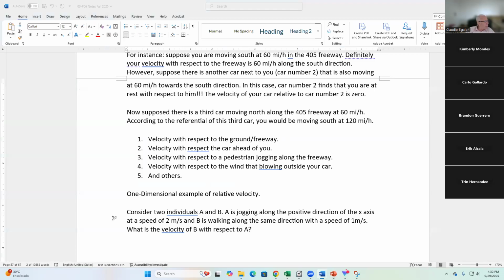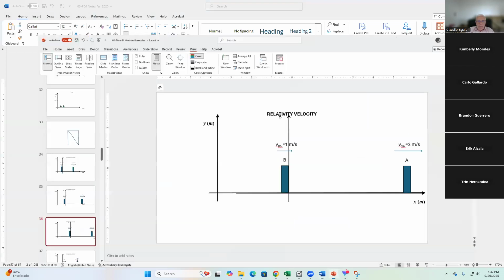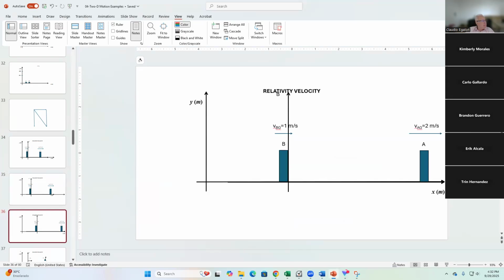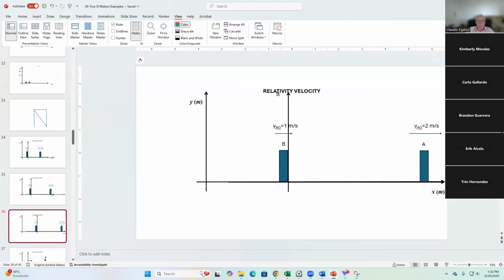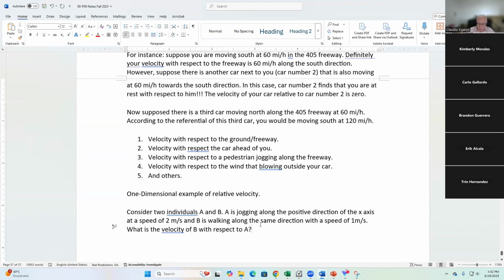Let's see here. A is jogging along the positive direction. B is walking along the same direction with a smaller speed. What's going to be the speed, the velocity of B with respect to A? Okay, so, solution.